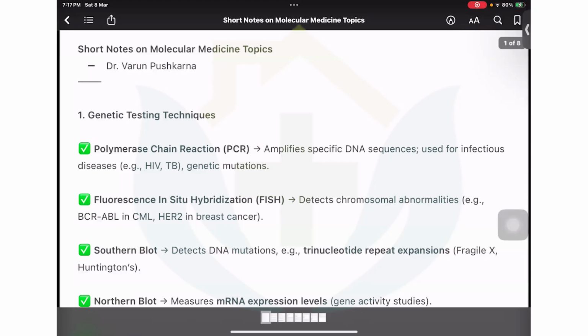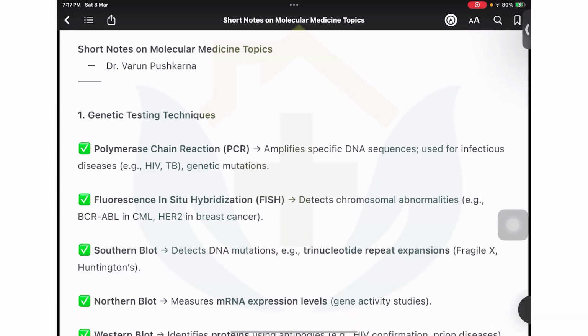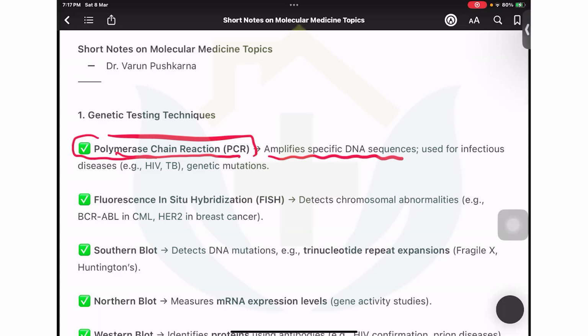So we'll begin with the genetic testing techniques. We begin with the most trivial of them, which we have been learning since a long time, that is PCR. The PCR amplifies specific DNA sequences. Whatever DNA sequence you want, you put that small piece of DNA in and give it a medium. PCR is just like culture.